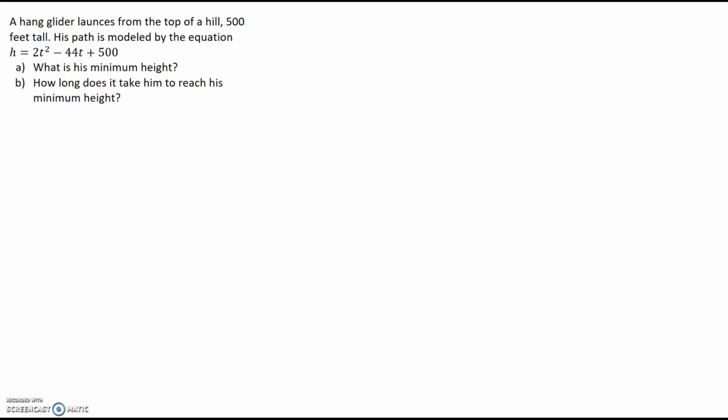Hey guys, in this video I'm going to be reviewing a word problem from one of our homework assignments. So the problem is, a hang glider launches from the top of a hill 500 feet tall. His path is modeled by the equation h equals 2t squared minus 44t plus 500. So right off the bat we know that h is going to be height and t is going to represent time.